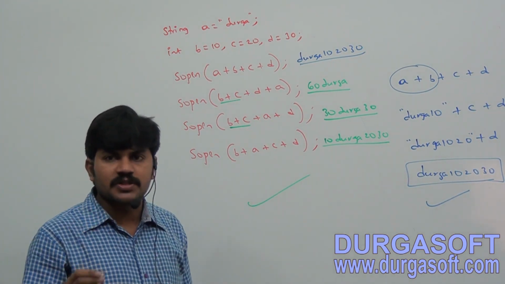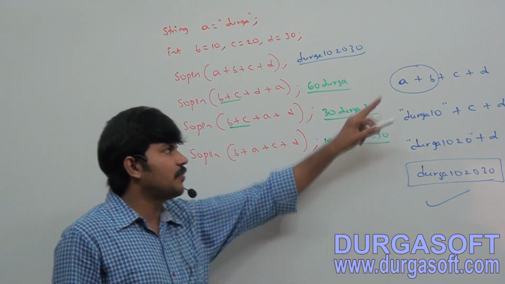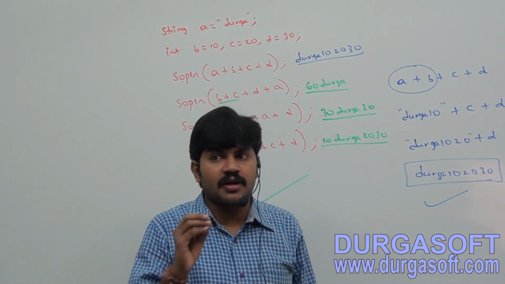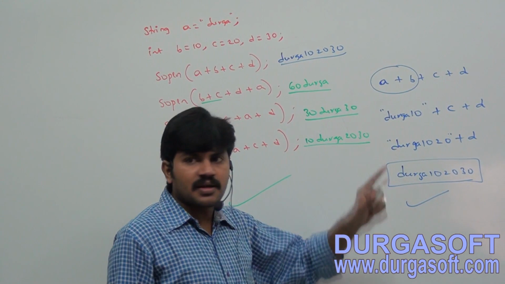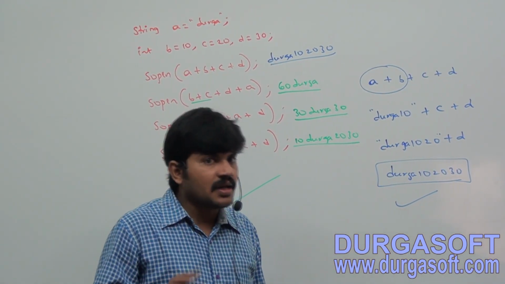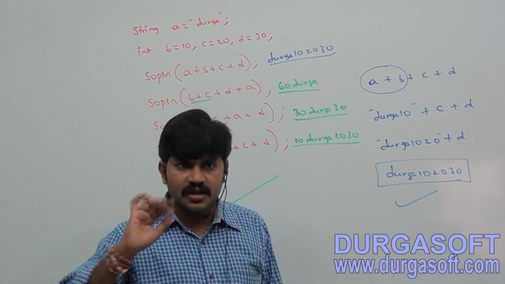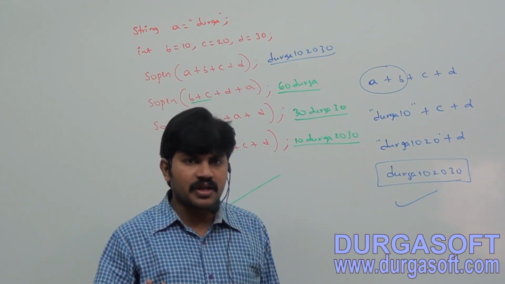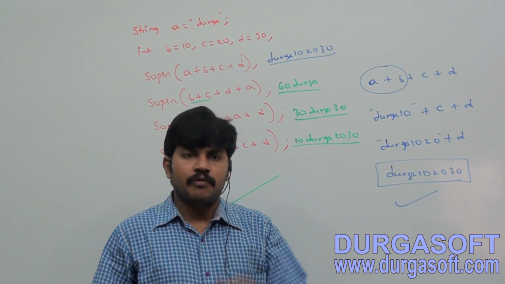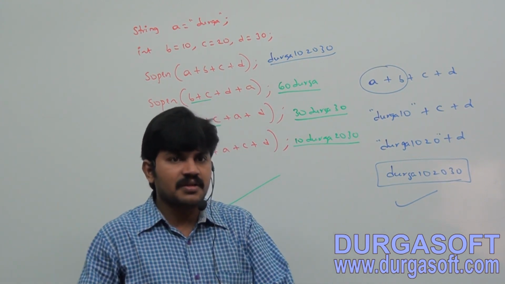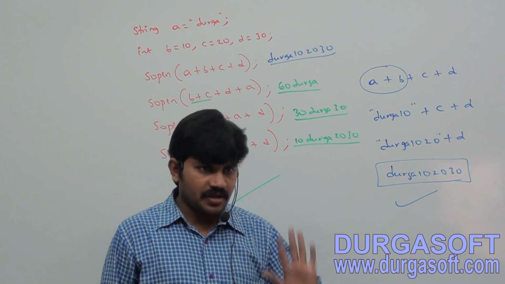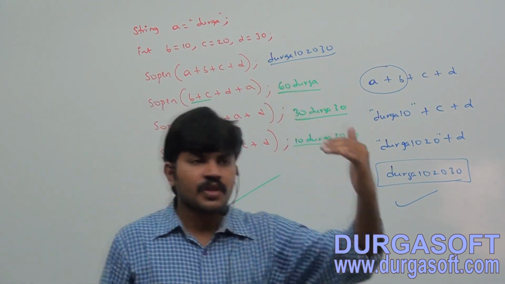Let me repeat once again. If at least one argument is a string type, the plus operator acts as string concatenation. If both are number type, the plus operator acts as arithmetic addition operator. Is it clear? The only overloaded operator in Java is the plus operator. But make sure you are aware of when the plus operator acts as arithmetic addition and when it acts as string concatenation. Clear clarity is required.